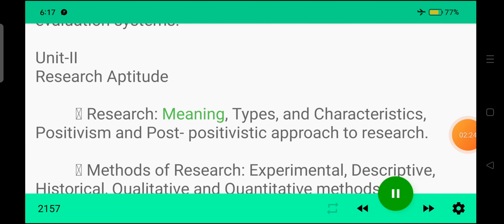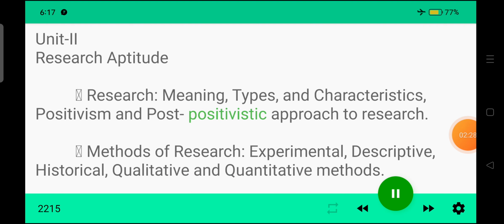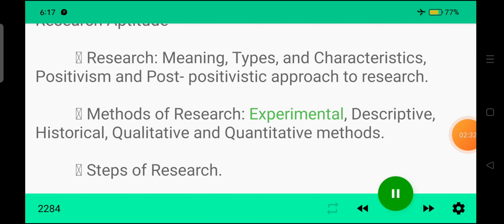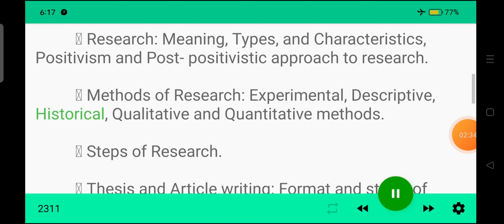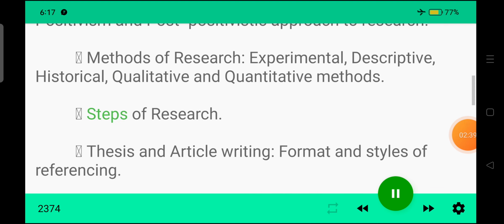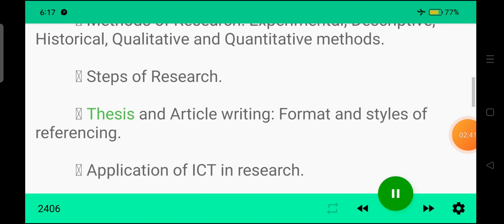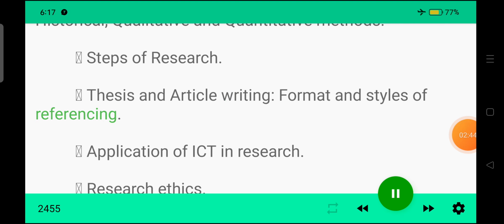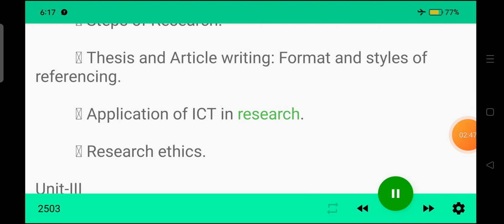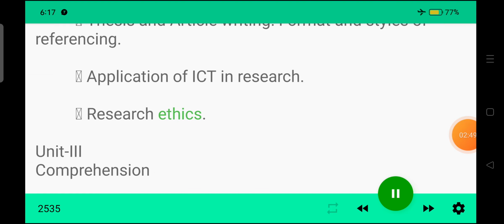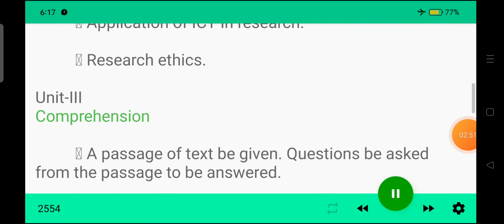Research, meaning, types and characteristics, positivism and post-positivistic approach to research. Methods of research, experimental, descriptive, historical, qualitative and quantitative methods. Steps of research. Thesis and article writing, format and styles of referencing. Application of ICT in research. Research ethics. Unit 3. Comprehension.